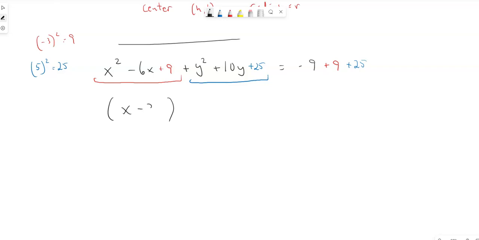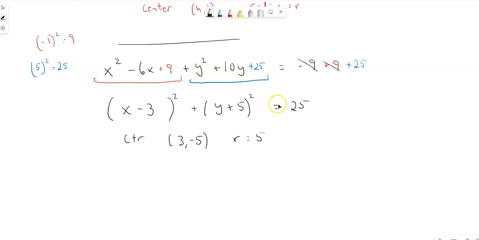Once we do that, this is factorable. This becomes x minus 3 squared, right? x squared minus 6x plus 9. Do the same thing with the y's. You're going to get y minus 5 squared. And then on the other side, negative 9 plus 9 just happen to go to 0. I get 25. So what's the center? The center is 3, negative 5, with a radius of 5. So I go to 3, negative 5, count up, down, left, right, and draw my circle.